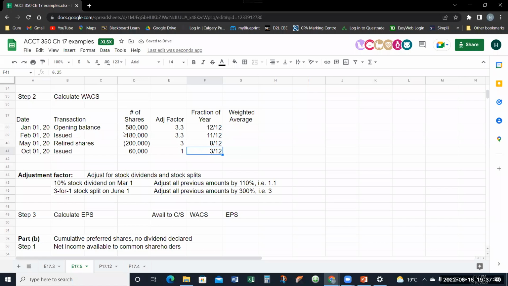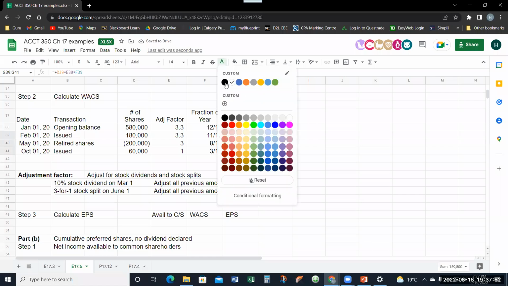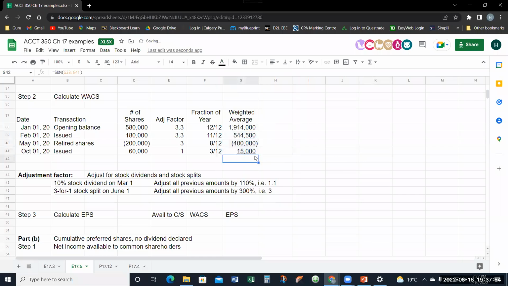Now, if you multiply the number of shares, the adjustment factor, and the fraction of the year, you get for the opening balance 1,914,000, and then the rest. The weighted average number of common shares outstanding is the total, which works out to 2,073,500 shares. That's the weighted average number to use for the EPS calculation.